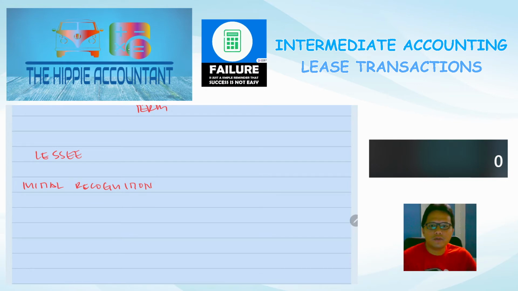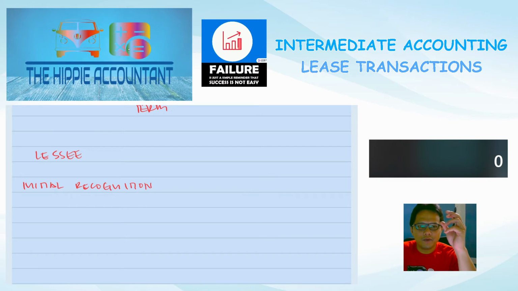Initial recognition. We need to recognize, kasi nga finance lease siya, okay? Finance lease siya. We need to recognize, number one, the asset na in substance marireceive natin. Kasi nga, let's say, finance lease. Meron tayong marireceive na asset.